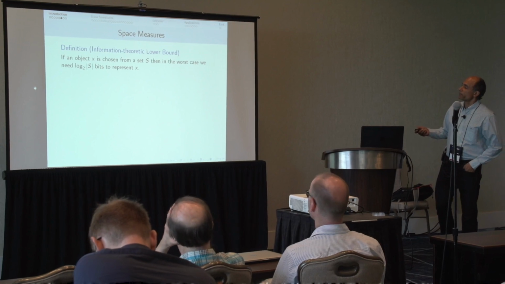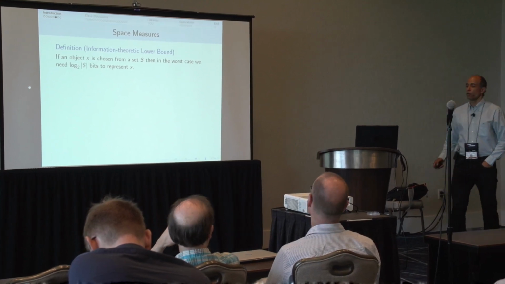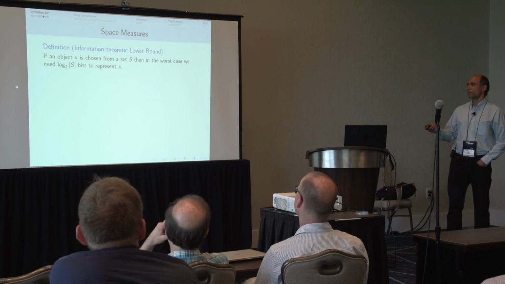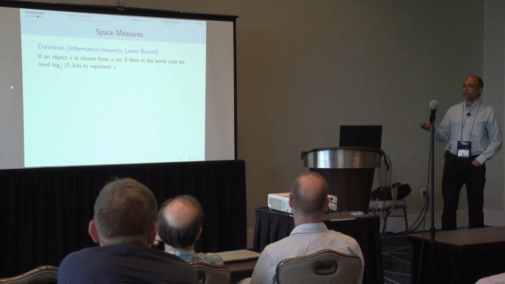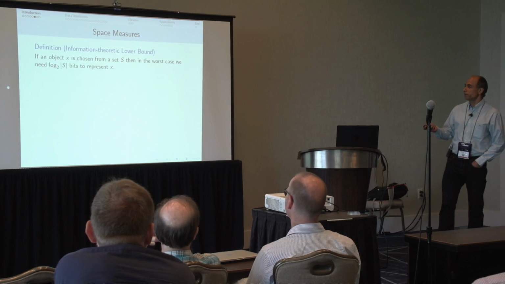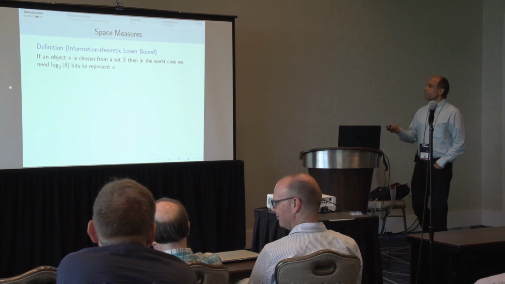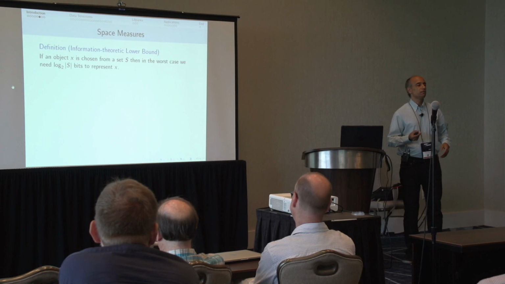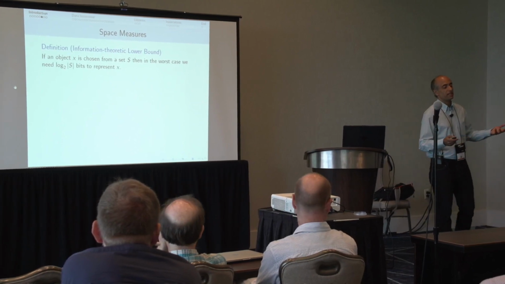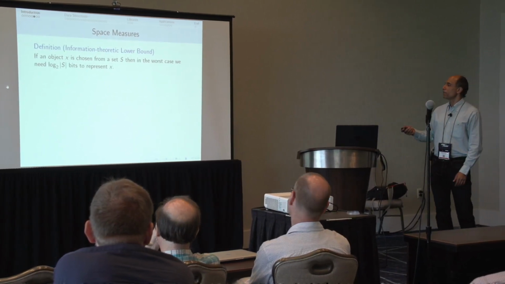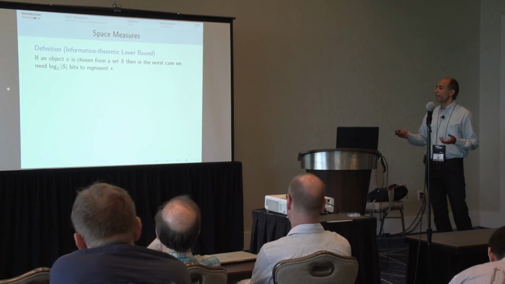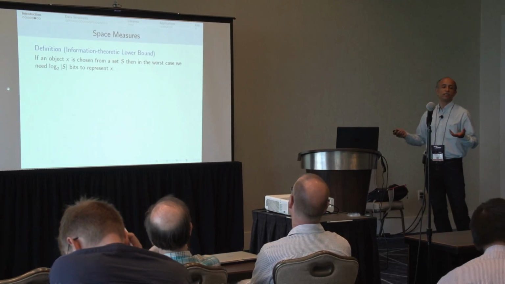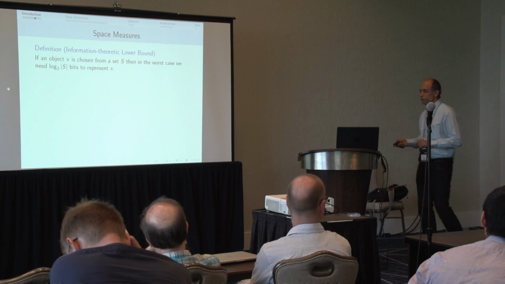And this is a very obvious information theoretic lower bound. This word appears all the time, so I'll be abbreviating it as ITLB, which is a horrible abbreviation, but that's fine. The idea is very simple. If you've got an object X, and you know that this object comes from a set S, then the minimum number of bits in the worst case that you need to represent X is basically log base 2 of |S| bits. Okay, so that's obvious.